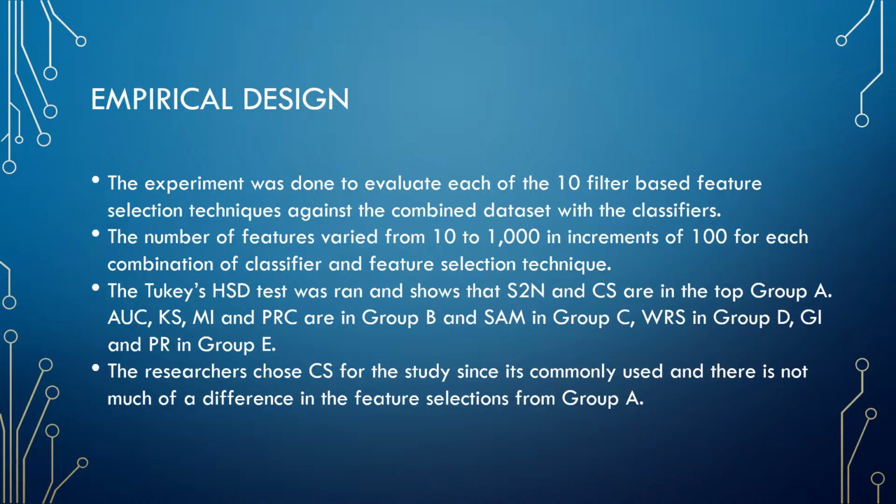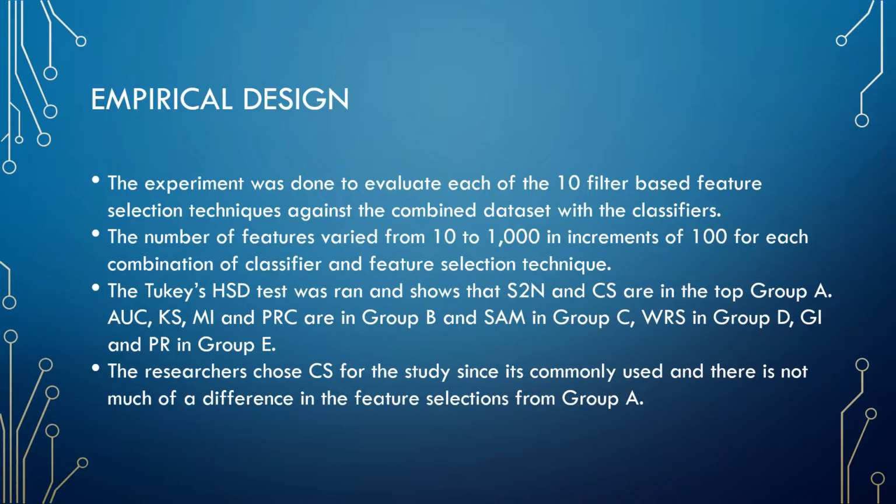This experiment was done to evaluate each of the 10 filter-based feature selection techniques against the combined data set with the classifiers. The number of features varied from 10 to 1,000 in increments of 100 for each combination of classifier and feature selection technique. The Tukey's HSD test was run and shows that S2N and CS are in the top group A. AUC, KS, MI, and PRC are in group B, and SAM in group C, WRS in group D, GI and PR are classified in group E.